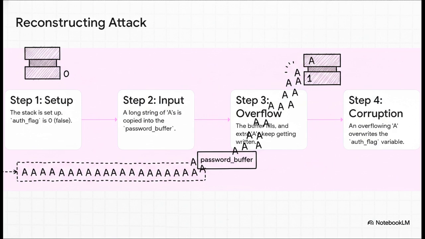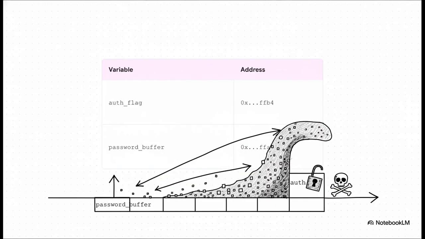Now here's where it all goes wrong. In step 3, the password buffer, that little box, fills up completely. But the program doesn't stop. It just keeps writing those A's. And that overflow leads directly to step 4, where one of those extra A's literally spills over and gets written right on top of our auth flag variable. And if you want hard evidence, here it is, straight from a debugger.